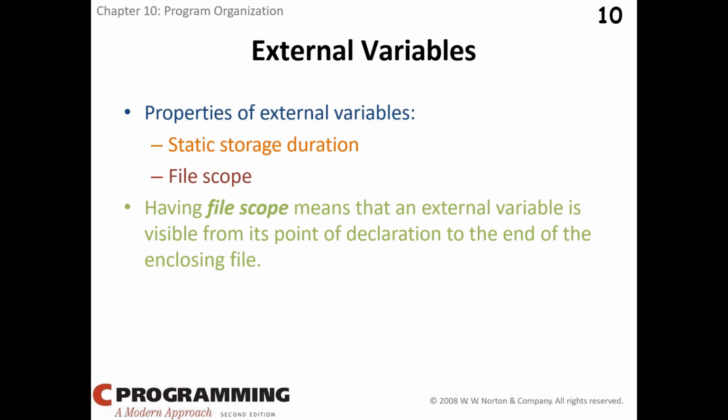External variables share some important characteristics. Firstly, they have static storage duration, similar to static local variables. This means that external variables retain their values throughout the entire execution of the program. And secondly, external variables have what we call file scope. This means that they're visible from the point where they're declared until the end of the file in which they're declared. So any code within the same file can access and manipulate these variables.